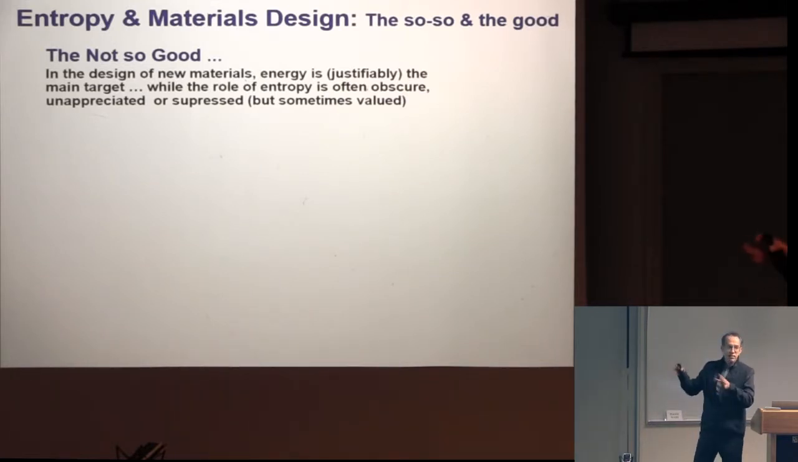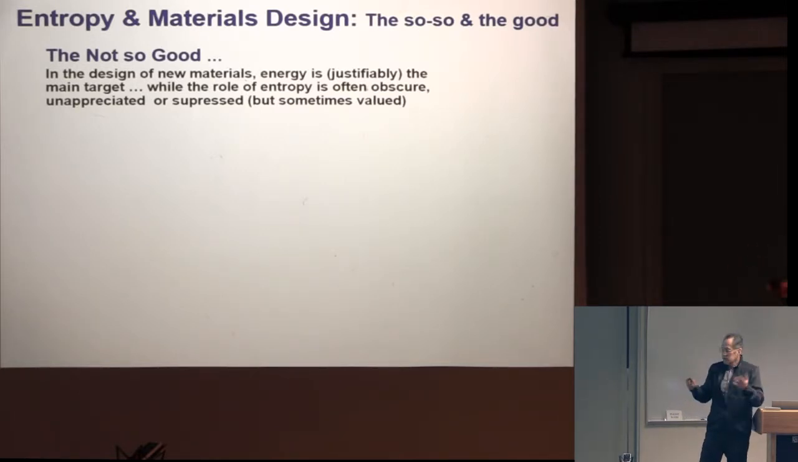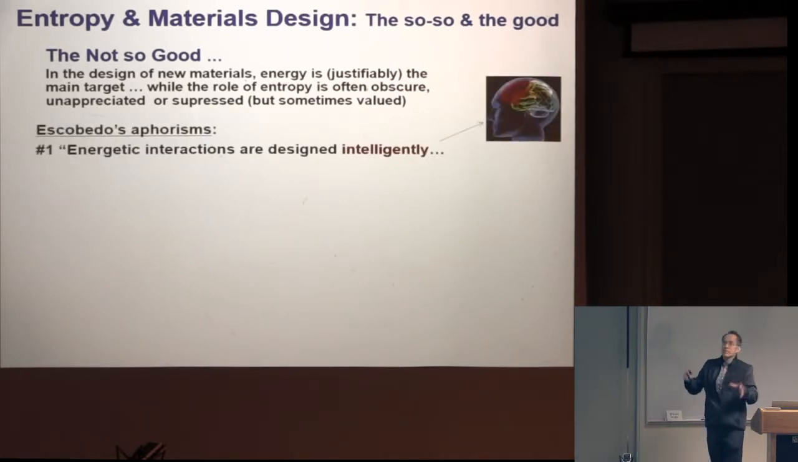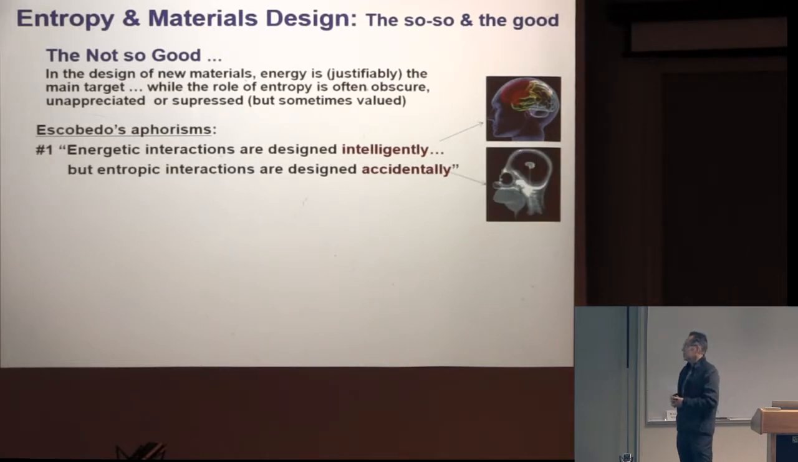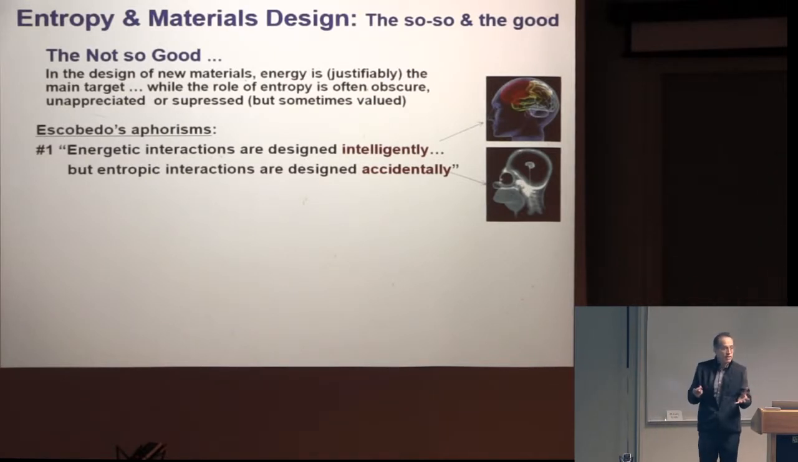So to try to counter some of this bad blob that's going around about entropy, I've come up with my own aphorisms to try to spin it in a more positive way. My first aphorism tries to summarize what I just said: energetic interactions are designed intelligently, while entropic interactions are designed accidentally. This is meant to emphasize that when you do this, you are really proactively doing it. There is a purpose to it, while when this happens, well, it's an afterthought.